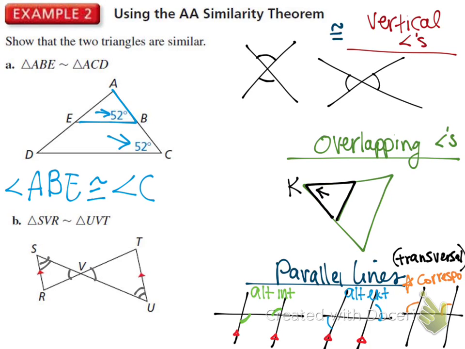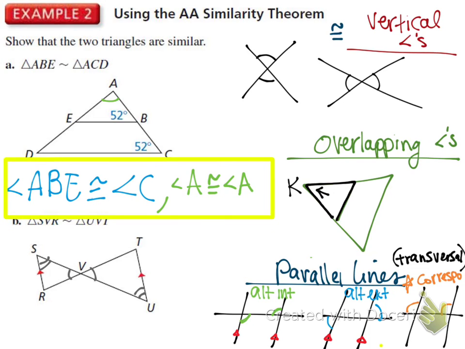The other set is not super visual. You'll need to go through the list. Do we have any vertical angles? No. Do we have overlapping angles? Yes. Where do they overlap? At angle A. So, we can say angle A is congruent to angle A, because there's only one vertex at A. There's not another ray coming out of A, just the two. Even though it's two triangles, if I split them apart, it's still angle A.